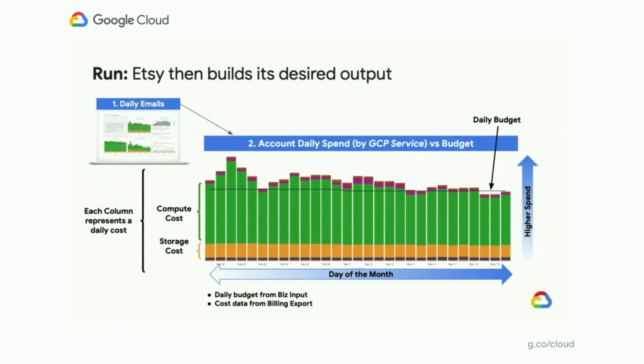The green is for Google Compute. The orange is for cloud storage. And if you can see, there is a light vertical black line. This line represents the daily budget. Whenever a column exceeds that line, it means we have a budget overrun. Whenever the column is below that budget line, it means we have a budget surplus on that specific date.